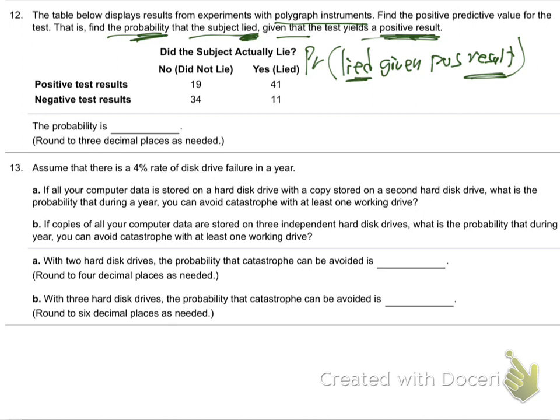Because that's what you really want to know, right? That'd be the most important question. Hey, the polygraph said this guy or gal lied. What's the chance they really lied? How well does this thing work? That's why they called it the positive predictive value. Like, how reliable is this thing?